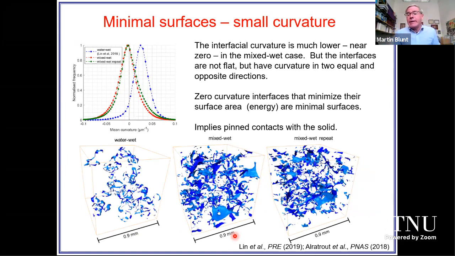Do we actually see it? Yep, is the answer. Here is a sandstone, water-wet sandstone. Here are the interfaces. They're ball-shaped. Here's the distribution of curvature. Average curvature is positive. Okay, makes sense.